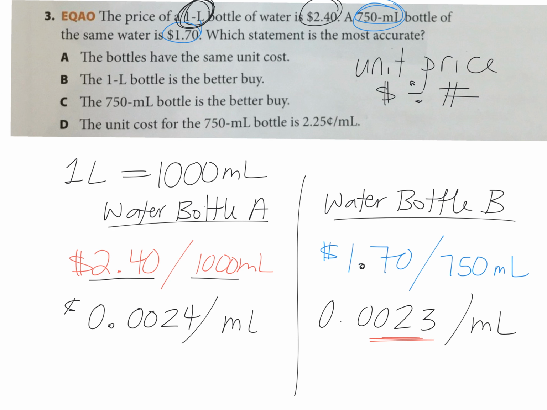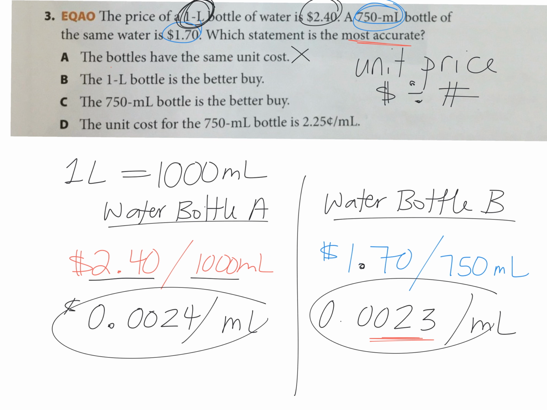B. Okay, so let's look at the question then. Which statement is true, is the most accurate? Do the bottles have the same unit cost or unit price? Yes or no? Do they have the same price? No. Is the 1 liter bottle the better buy? Is water bottle A the better buy? No. Is the 750 milliliter bottle the better buy? Yes or no?